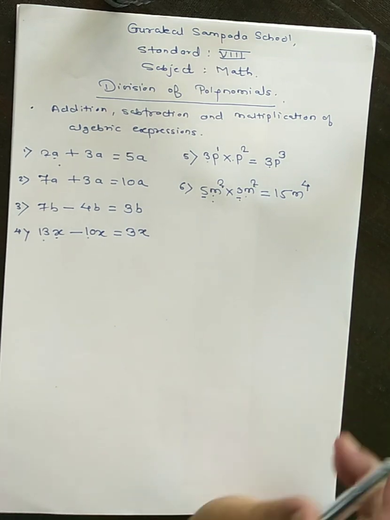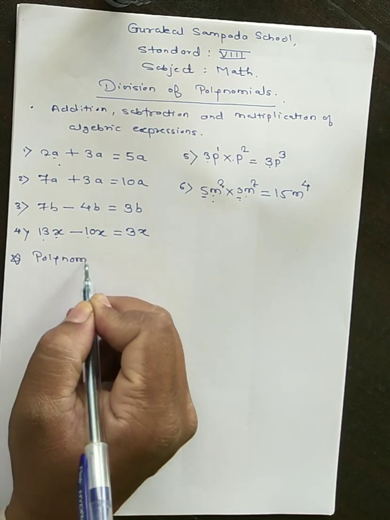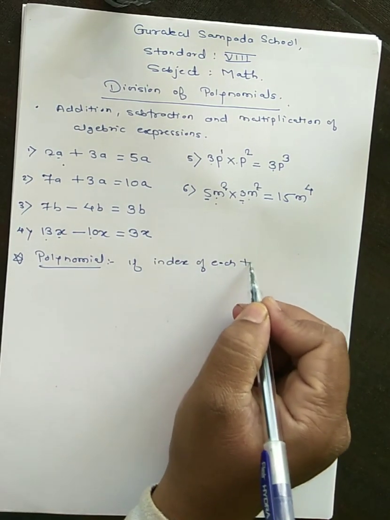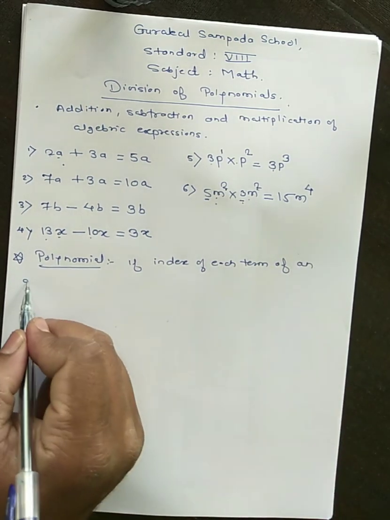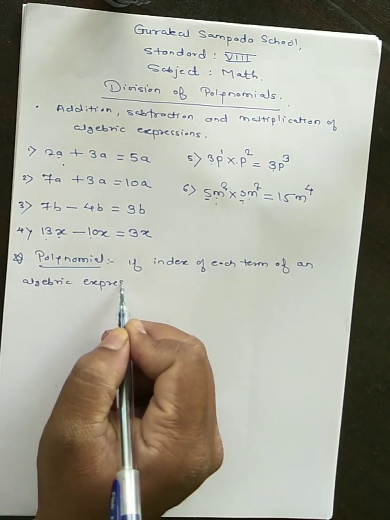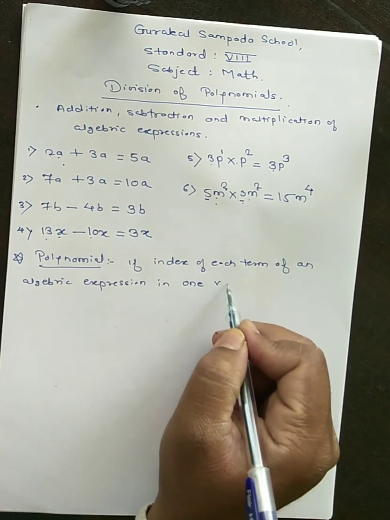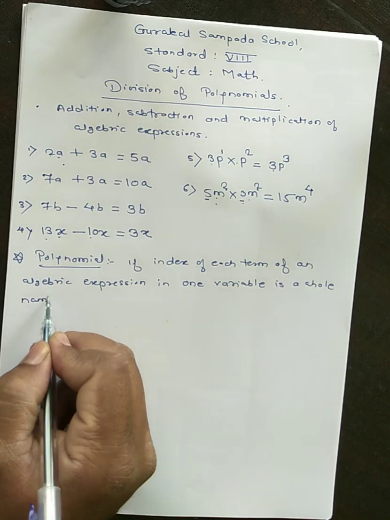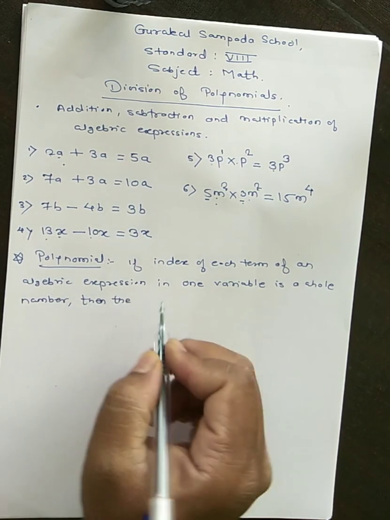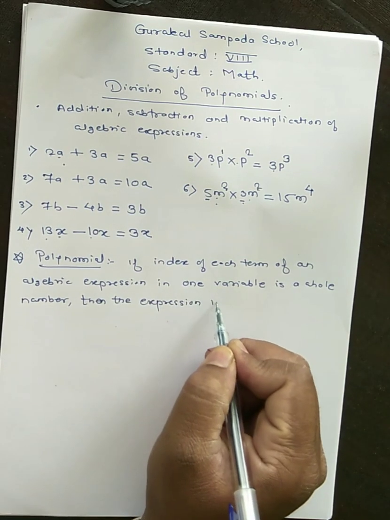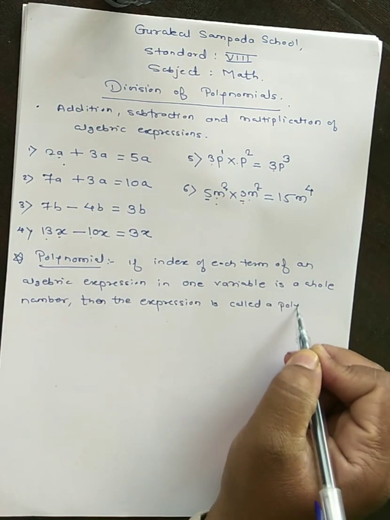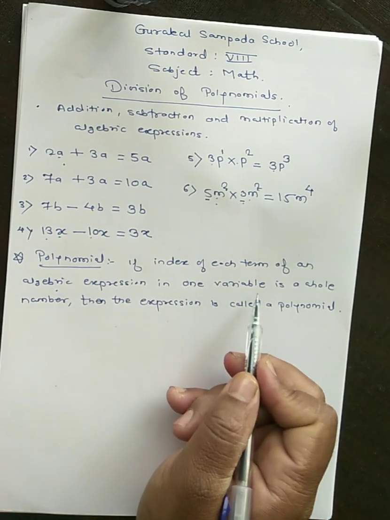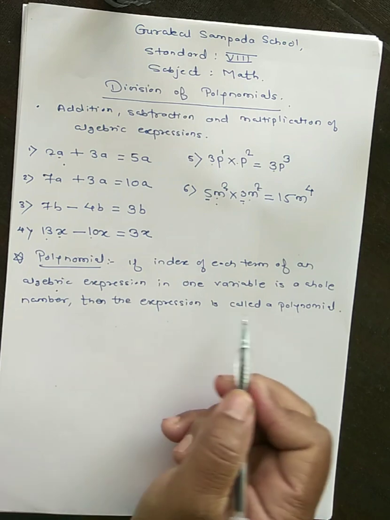First thing, what is a polynomial? We can write: if the index of each term of an algebraic expression in one variable is a whole number, then the expression is called a polynomial. Again I am reading, if the index of each term of an algebraic expression in one variable is a whole number, then the expression is called a polynomial.